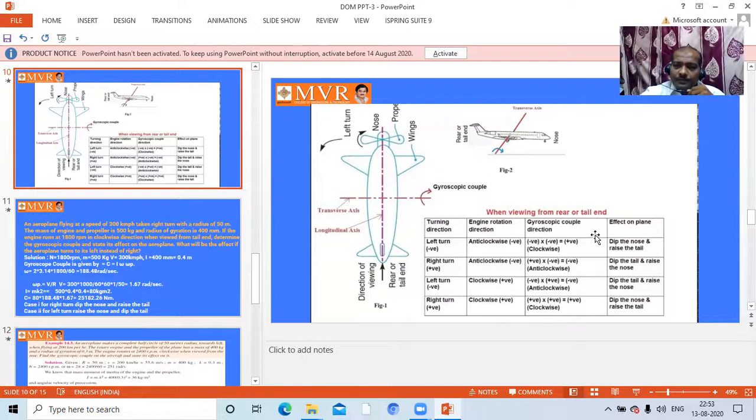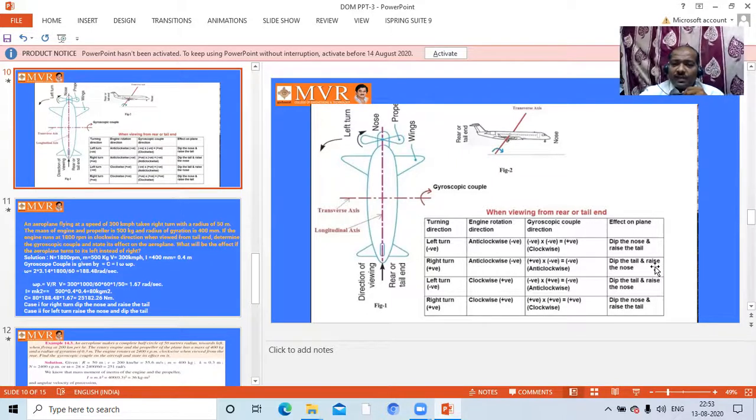So the gyroscope couple is going to be clockwise in one case and anti-clockwise in the other. That means the energy is supplied by the motor, and oppositely the gyroscope couple is going to happen. So wherever the direction is anti-clockwise, the gyroscope couple is clockwise. You can observe the same therefore.